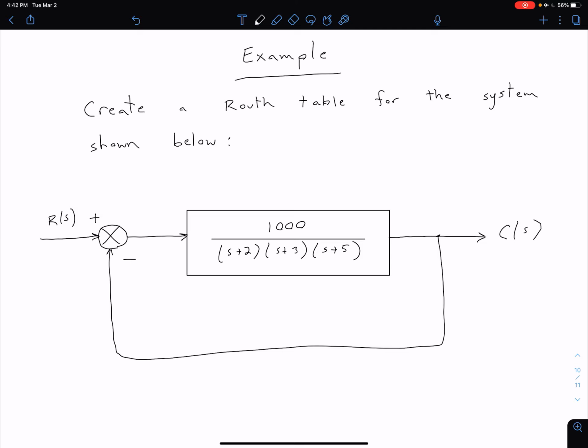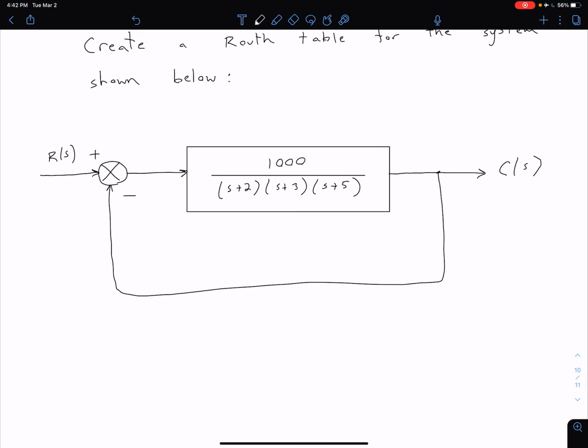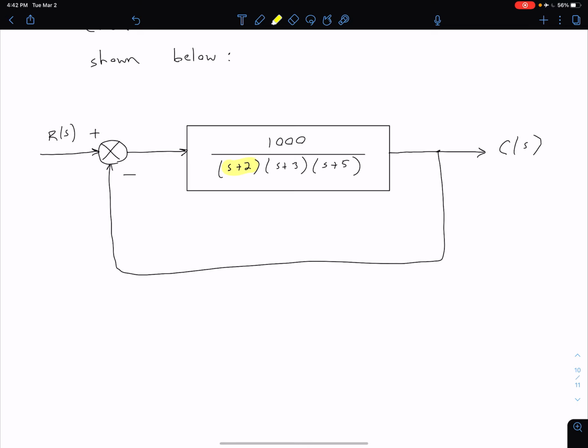So it might be tempting to look at this forward transfer function and say, all right, we have a pole at -2, a pole at -3, and a pole at -5. All of them are in the left half plane, so our system must be stable. But that would be incorrect. So remember, the very first thing that we need to do is find the equivalent transfer function.